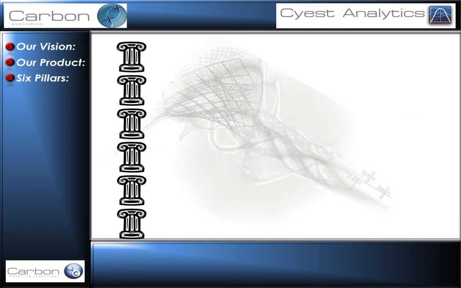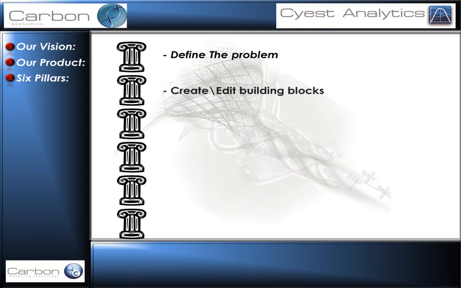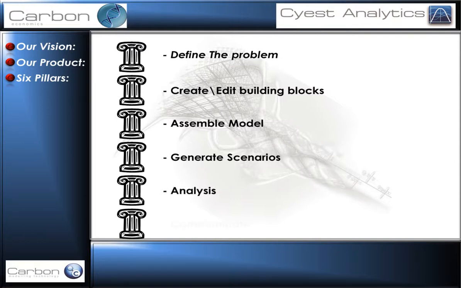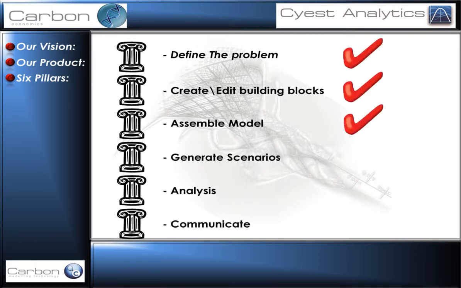Carbon economics follows the 6 pillars required for effective model design and building. Define the problem that must be modeled. Create the modeling logic building blocks required. Assemble the model structure from the standard building blocks. Generate scenarios and test options. Analyze the results per options and scenario. And communicate results to all stakeholders. And, as will become clear during the course of this demonstration, carbon economics excels in all areas.